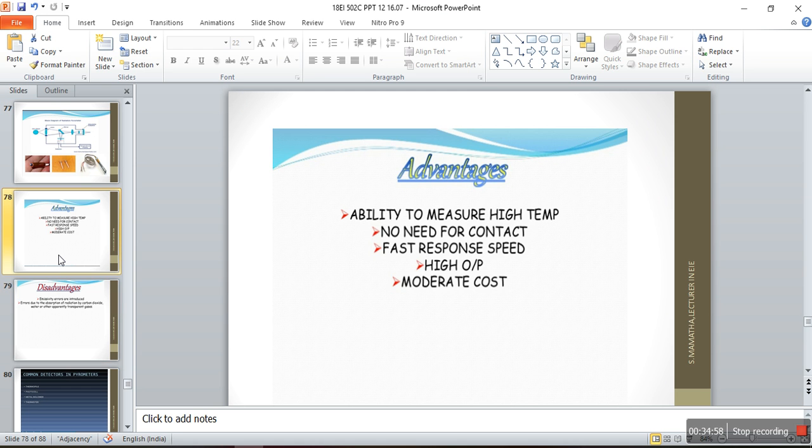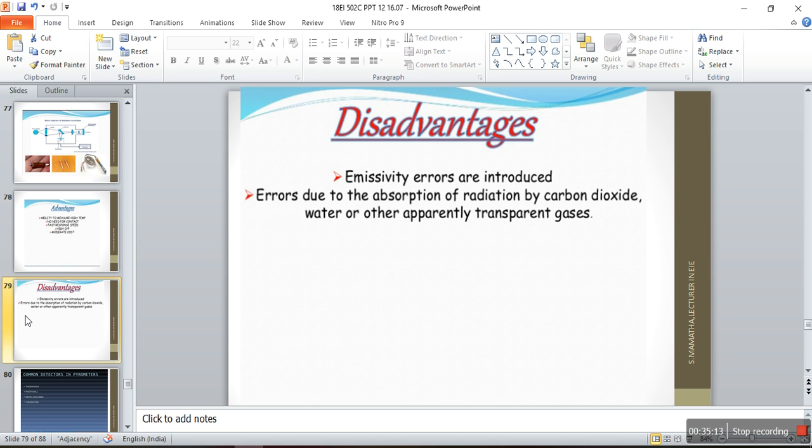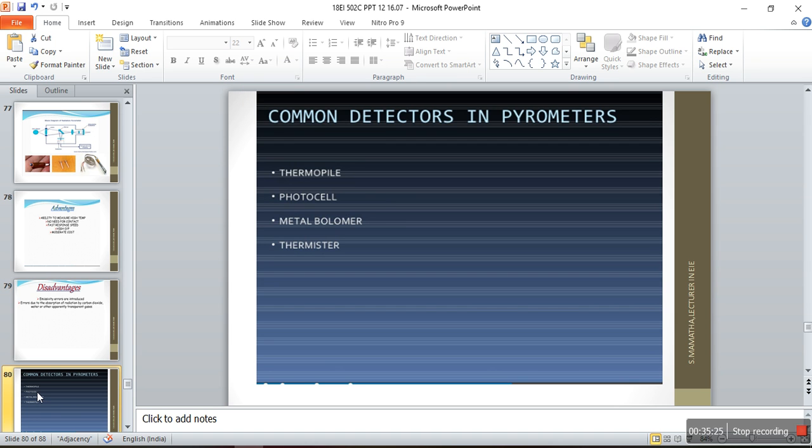What are the advantages of these particular devices? Ability to measure high temperature, no need for contact, fast response speed, high output, moderate cost. Disadvantages: emissivity errors are introduced, and errors arise due to the absorption of radiation by carbon dioxide, water, or other apparently transparent gases. Common detectors: thermopiles, photocells, metal bolometer, thermistor.